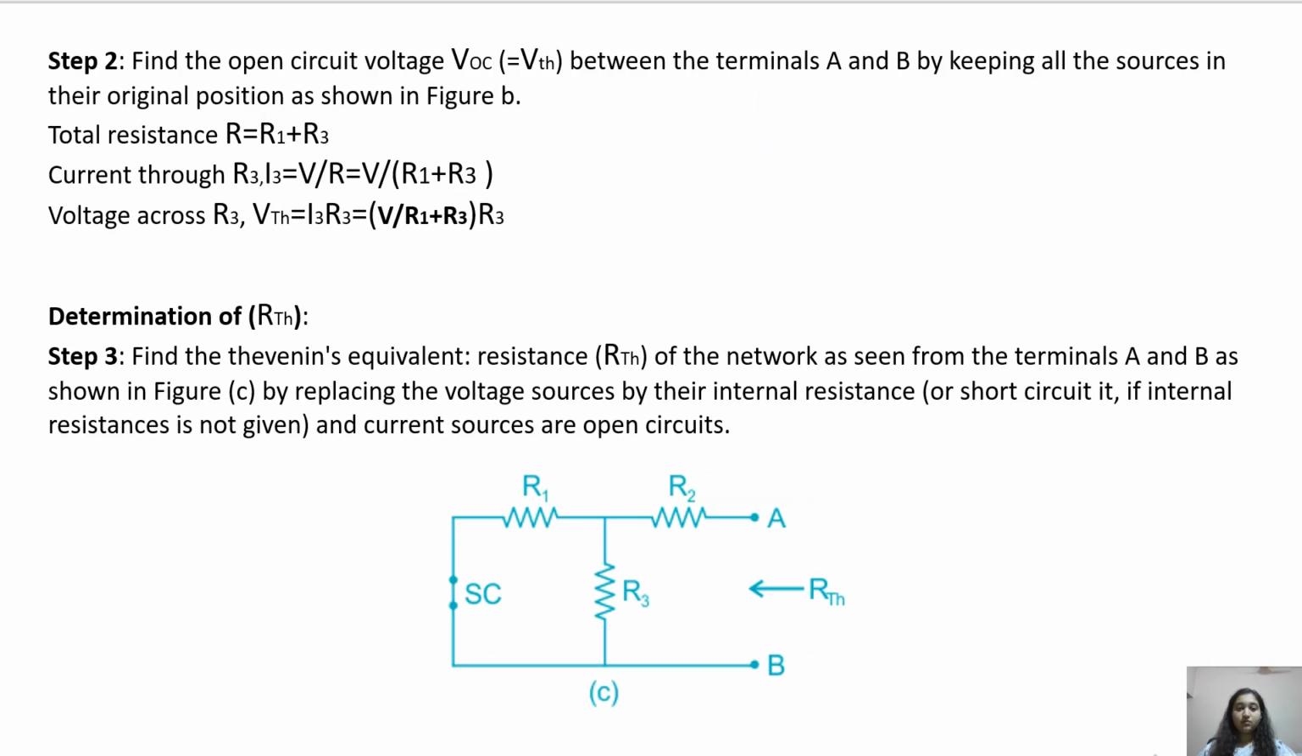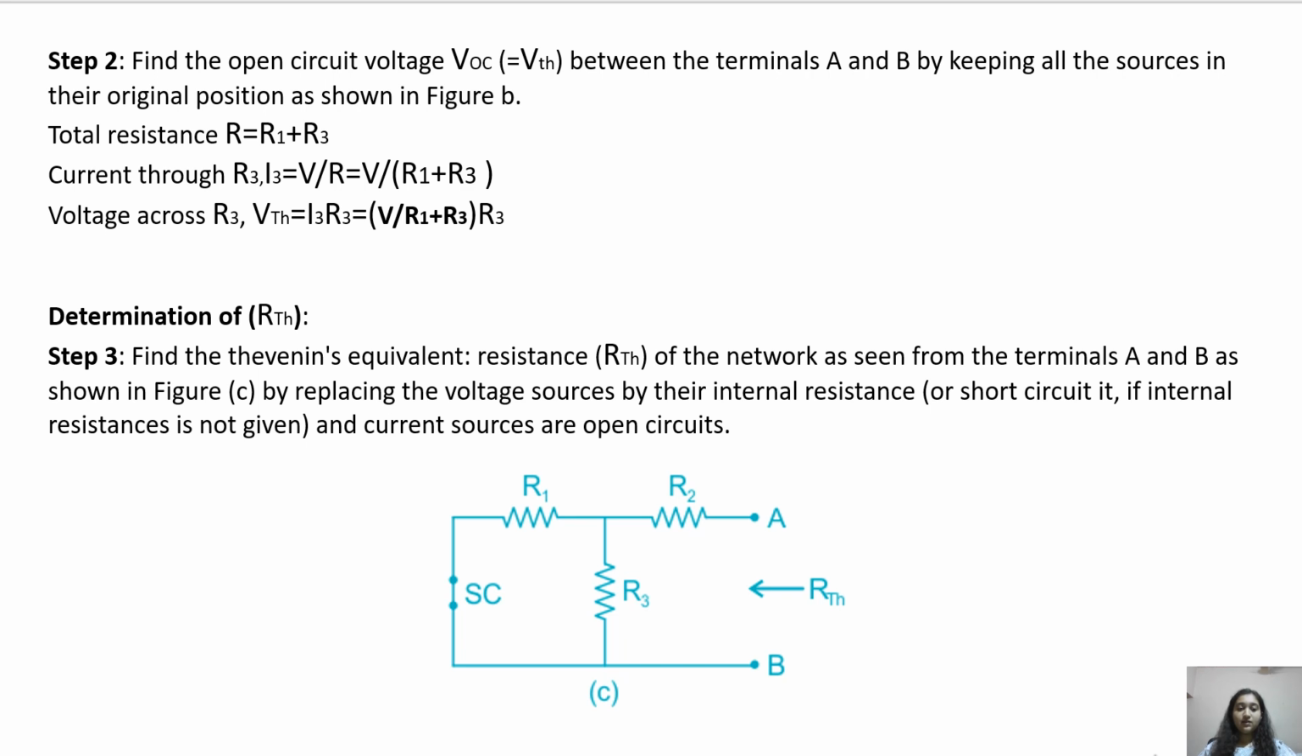Step 2. Find the open circuit voltage VOC, which is also equal to VTH, between the terminals A and B by keeping all sources in their original position as shown in figure B. Total resistance R equals R1 plus R3. Current through R3, I3, equals V by R, which is V by R1 plus R3. Voltage across R3, VTH, equals I3 into R3, which is equal to V by R1 plus R3, into R3.